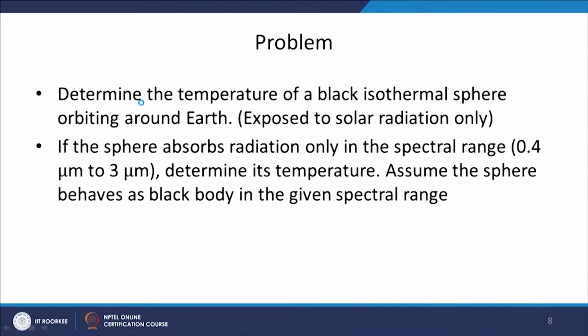So, let us solve one problem on the concepts that we have learned so far. In this problem we have to find the temperature of a black isothermal sphere. There is an isothermal sphere whose temperature is constant and it is suspended in orbit around the earth. The sphere is exposed to solar radiation and we have to find its temperature. The temperature of this sphere will be found based on radiative equilibrium, because the only energy this sphere is receiving is from the sun. It is receiving the energy from the sun and it is radiating energy back to the surroundings, that is a vacuum in space.